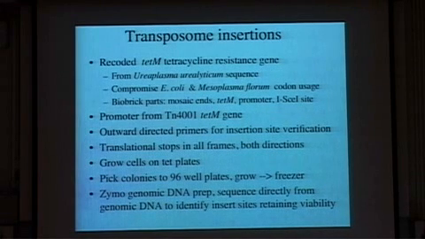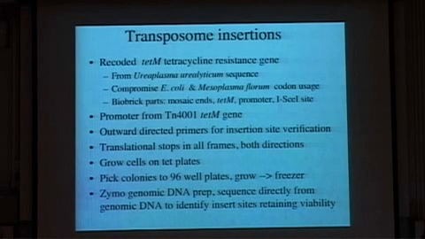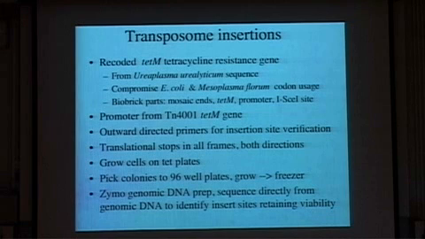The most recent work we've been doing is to do transposome insertions into the genome. And this is what I'd like to spend a few minutes talking about this afternoon. The idea here is to try to identify the parts of the genome which are not essential. And the way we're doing this is with random insertions of transposons into the genome. The specific transposon we're using is Tn5.